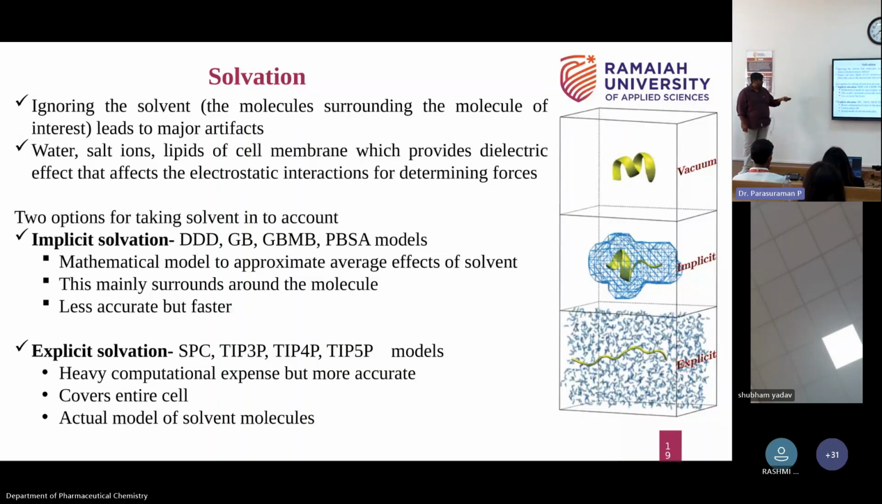We have many water models, like single point, TIP3P with three points, four-point, and five-point models. As you see, the number of atoms in the water model also increases. If you use TIP4P or TIP5P, the simulation time and the complexity also increase. Generally, for normal molecular dynamics simulations, we use TIP3P, which is computationally feasible and gives accurate results.